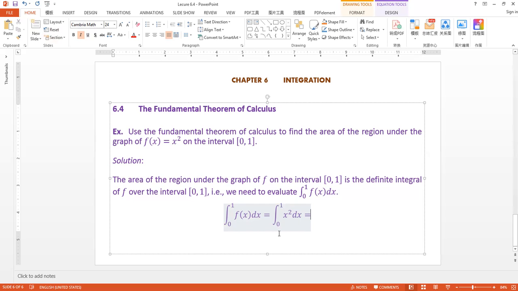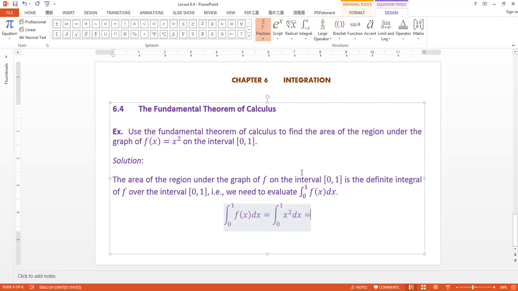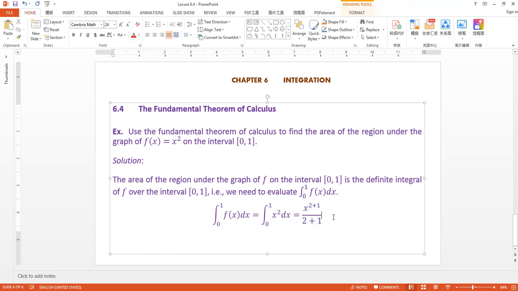So according to the fundamental theorem of calculus, we need to find the antiderivative of x squared, and we know how to do that if you still remember the power rule for integration. It says when you try to integrate a power function, you just add 1 to the exponent and then divide by the exponent plus 1. So that's one antiderivative we found.